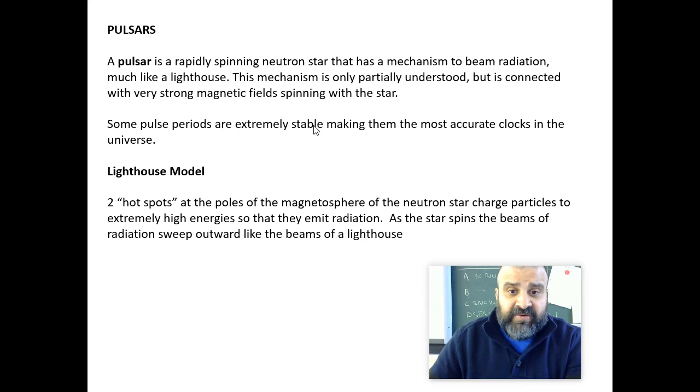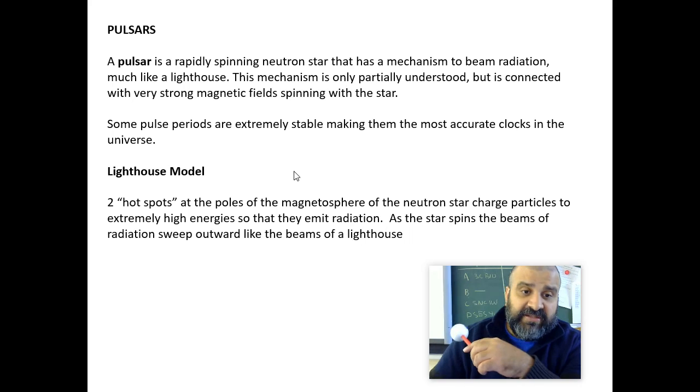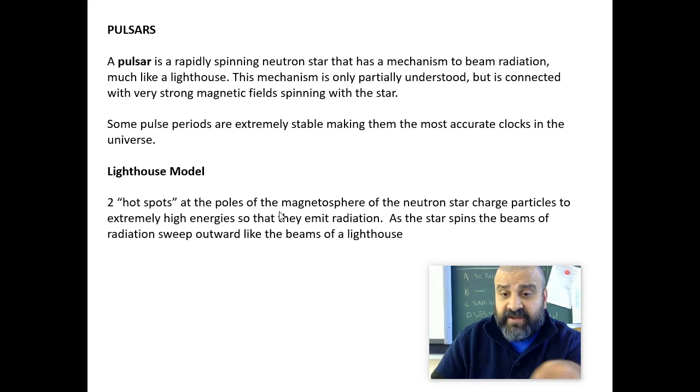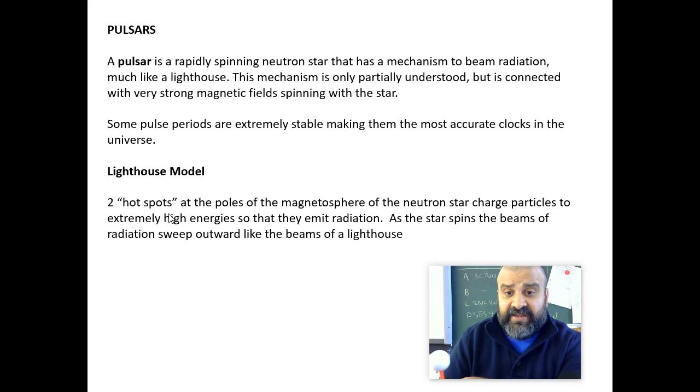Okay? Some pulse periods are extremely stable, making them the most accurate clocks in the universe. Some of them are spinning with such regularity that we can tell time with the pulses. It's so accurate. So the lighthouse model, you've got two hot spots at the poles of the magnetosphere. That is the magnetic field surrounding the neutron star, right? These hot spots in the magnetosphere charge particles to extremely high energies so that they give off radiation. And as the star spins, beams of radiation sweep outward like a lighthouse.